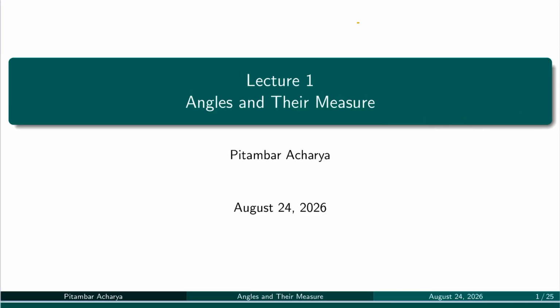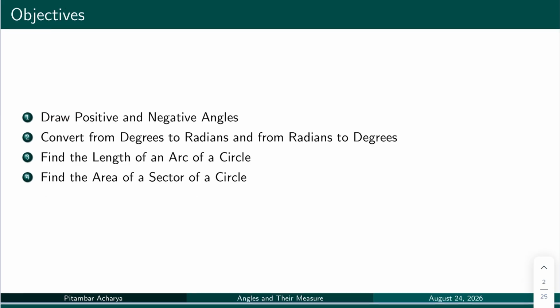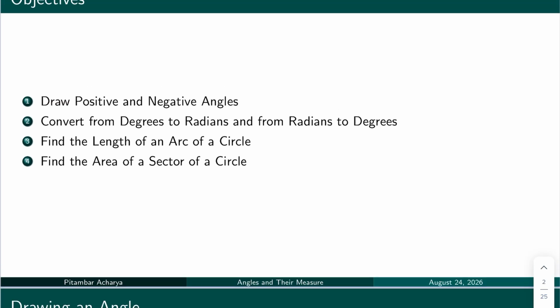So I'll start from the first class, angle and their measure. This is the class in pre-calculus trigonometry. The objective here is to draw the positive and negative angles. We then convert from degrees to radians and from radians to degrees. We find the length of an arc of a circle and then the area of a sector of a circle.